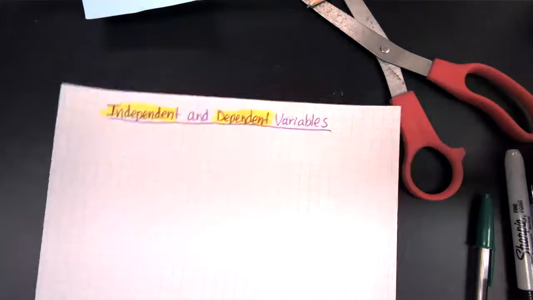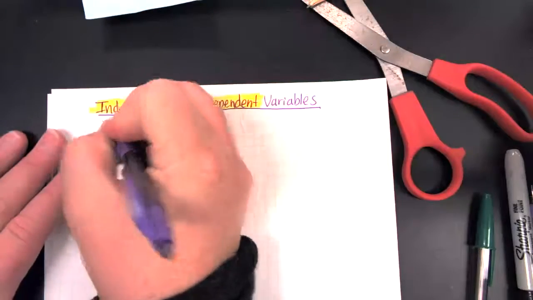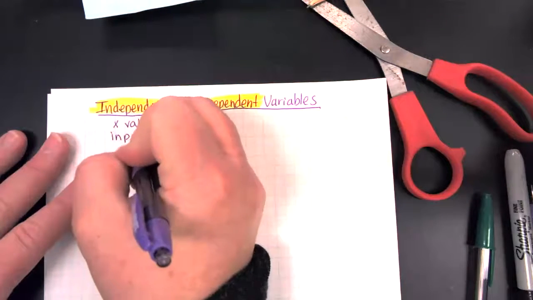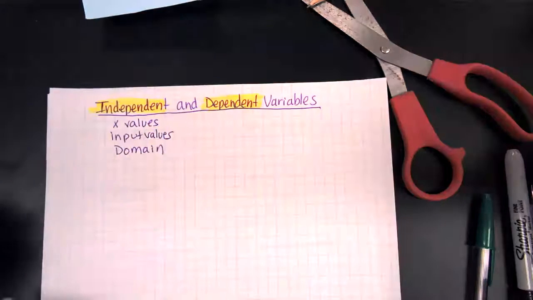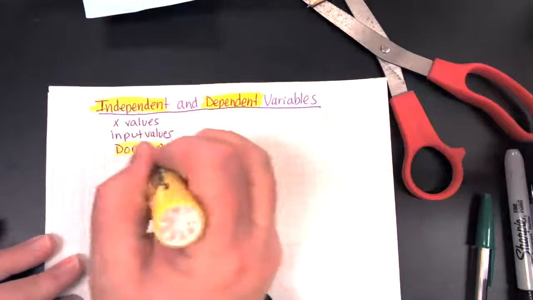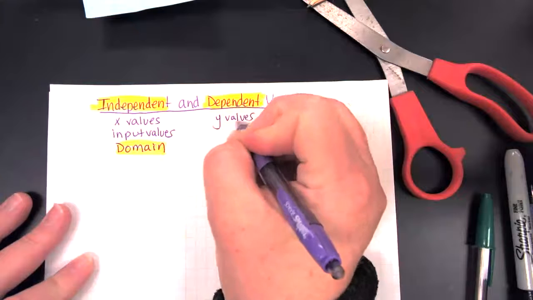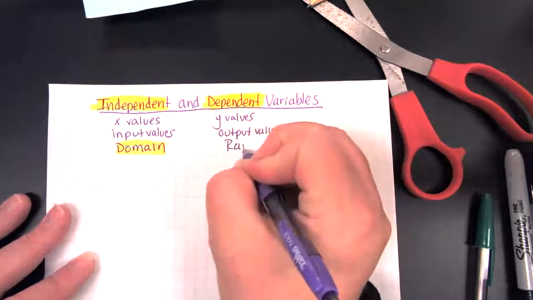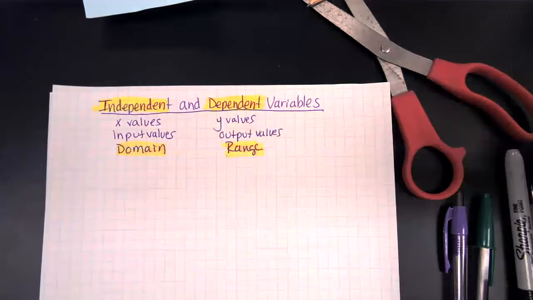So independent is talking about the X values, okay? And the X values were our input values, and our input values were also our domain values. Yikes, I said all of those, didn't I? Okay, and our dependent, our Y values, and our output values, and our range. Oh, there's another vocab term. Okay, so independent and dependent variable.